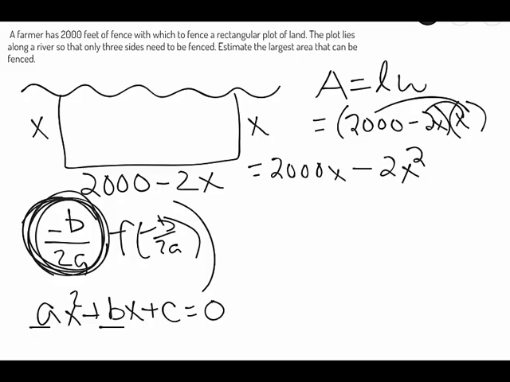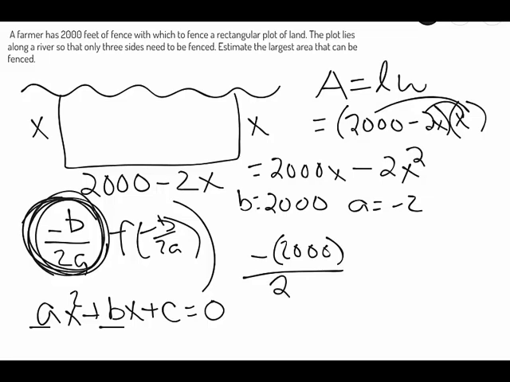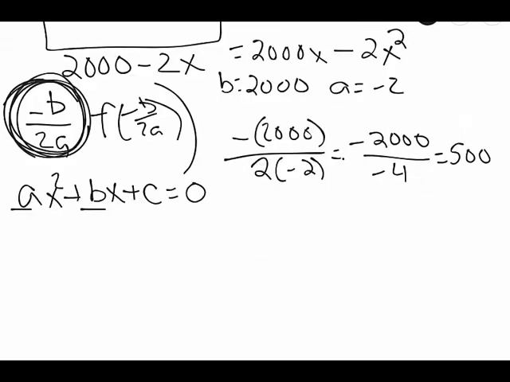So for our problem, a is actually a negative 2, and b is the 2,000. If we plug that into our formula, that's a negative, which is part of the formula, B is 2,000, over 2 times A, which we have a negative 2. When we simplify this, that's just a negative 2,000 up top over a negative 4. And when we reduce this, we get 500. So what this means is that x is equal to 500.